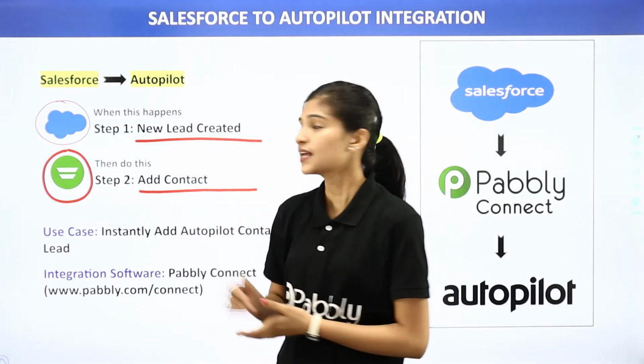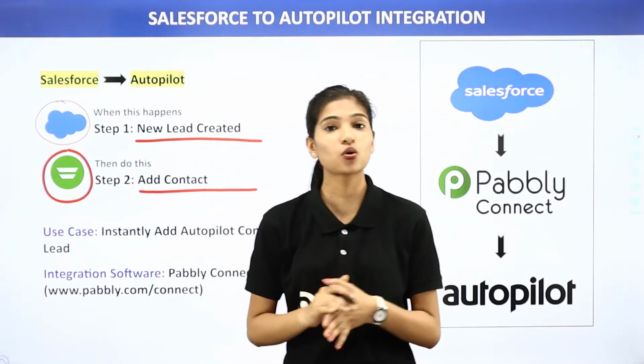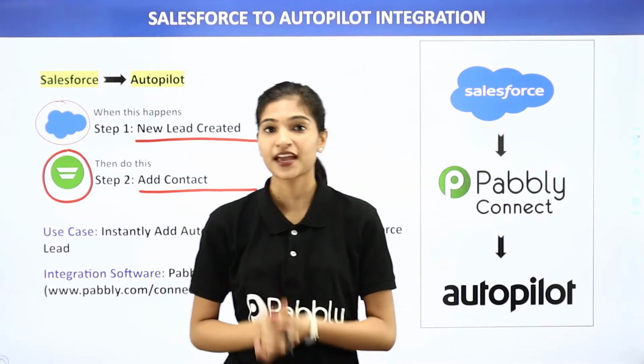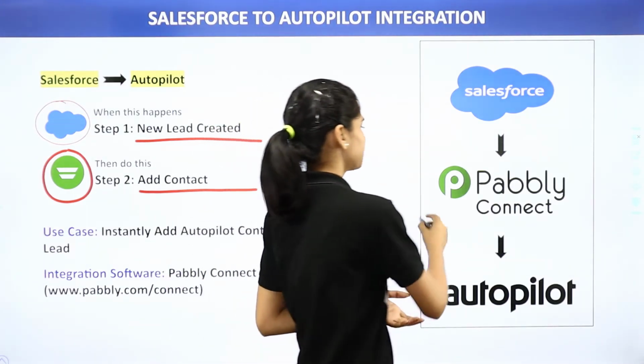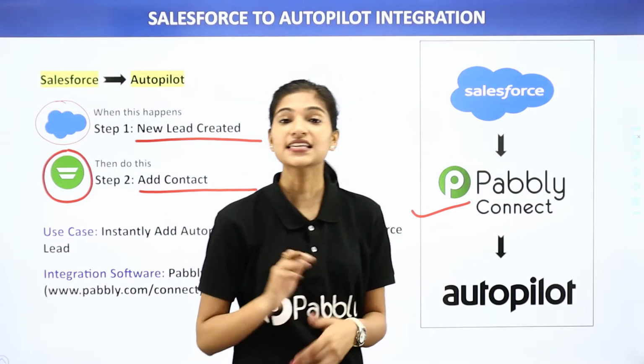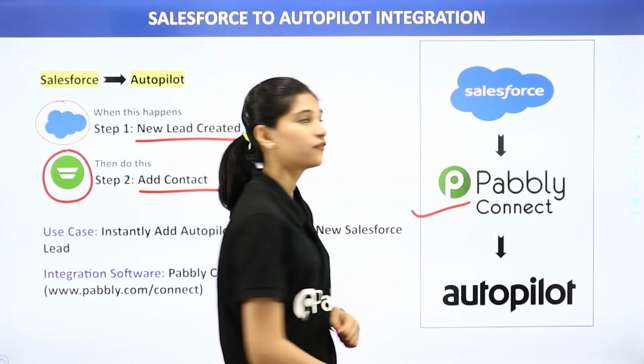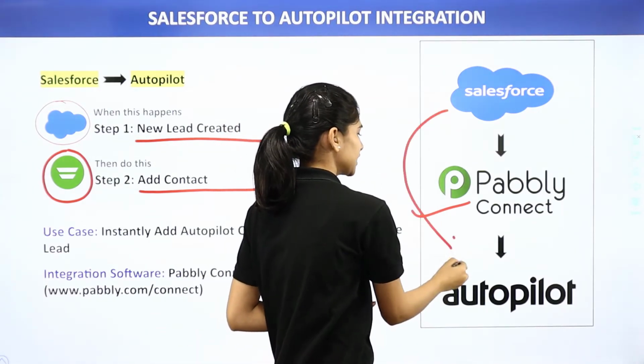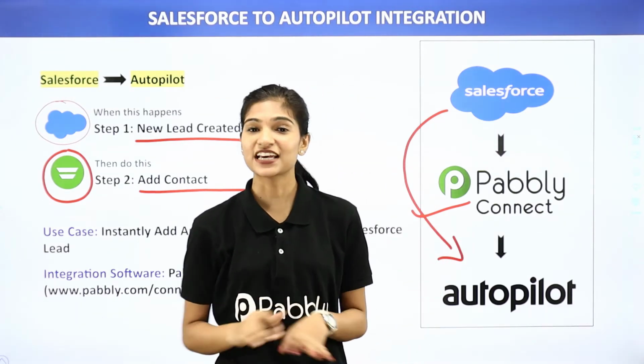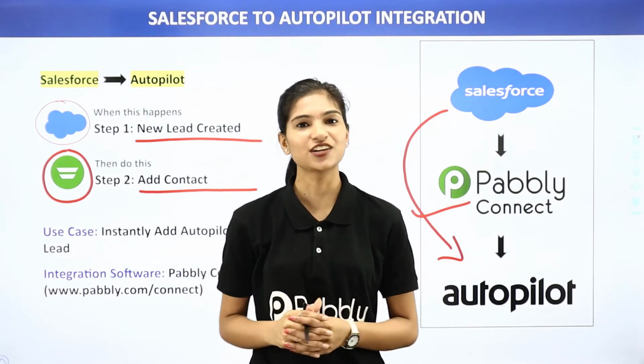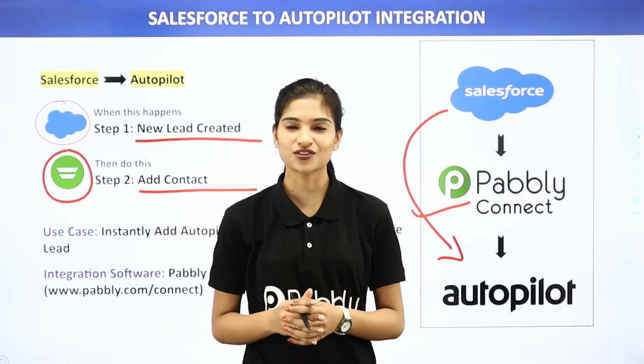The issue here is that these two software applications don't have any integration between them, and that is why we are going to use Pabbly Connect. Pabbly Connect is an integration software with the help of which you can transfer data from Salesforce to Autopilot. The best part here is you don't require any knowledge of coding. So let me show you this on my screen.